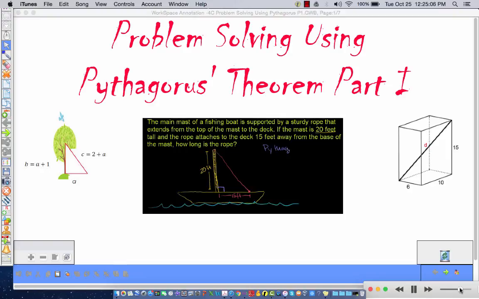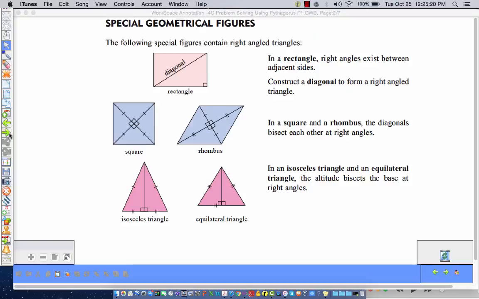And today we are talking about using the Pythagorean theorem to solve some problems, answer some questions. It's one of the most useful theorems in all of mathematics. Let's get right to it, shall we?